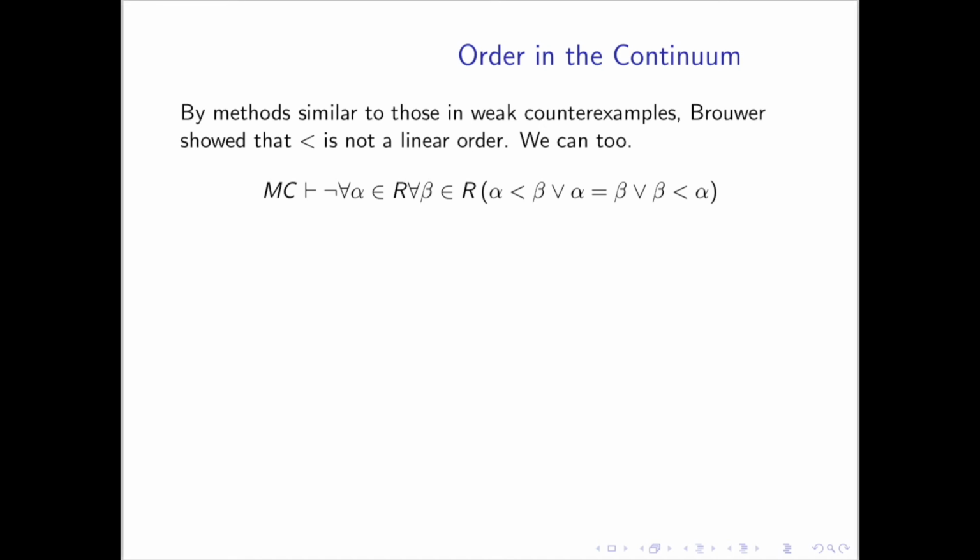So, here's another example of a kind of funny intuitionistic result. By using methods similar to those examples, Brauer showed that this natural order on real number generators is not a linear order. We can do that too. So it's not the case that for all alpha and beta, alpha is less than beta. He shows that you can't show that it is a linear order. That's why you're getting a stronger result.